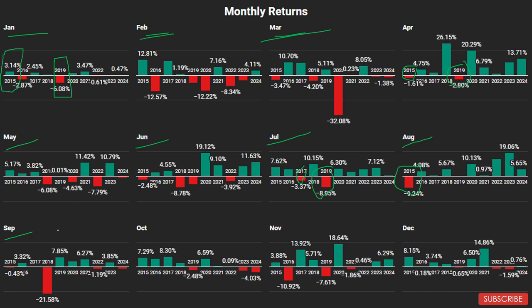September, average month with 5 positive and 5 negative. October, a good month with 7 positive and 3 negative. November, again a good month with 7 positive and 3 negative. And December is above average with 6 positive and 4 negative returns.